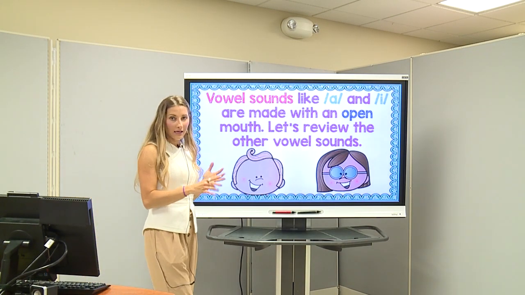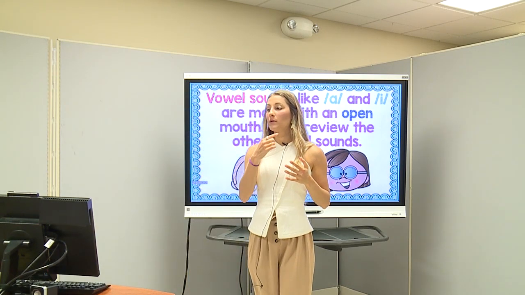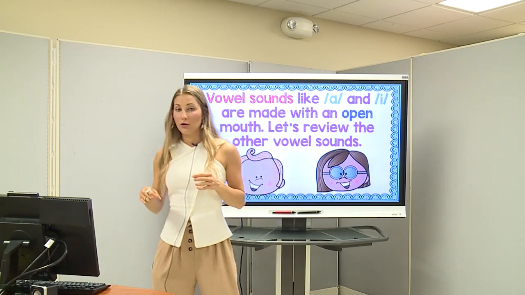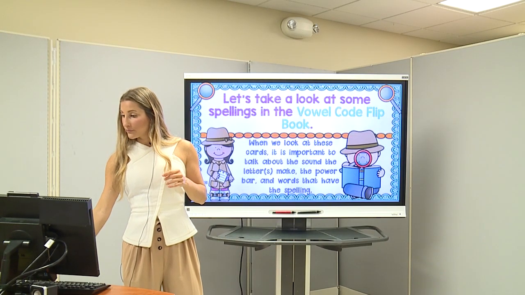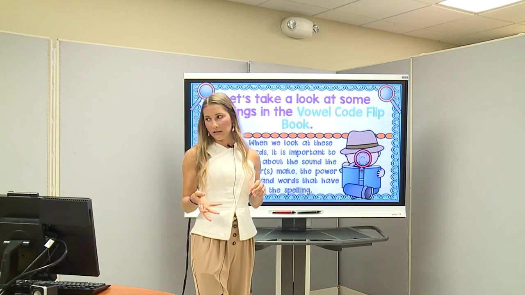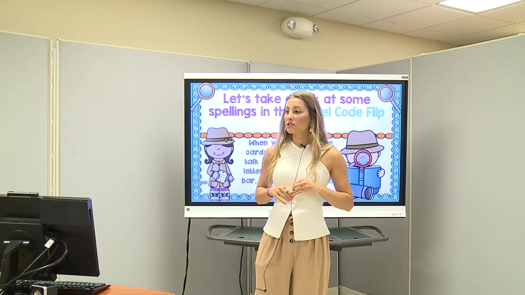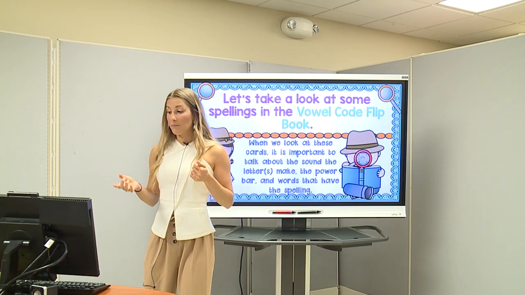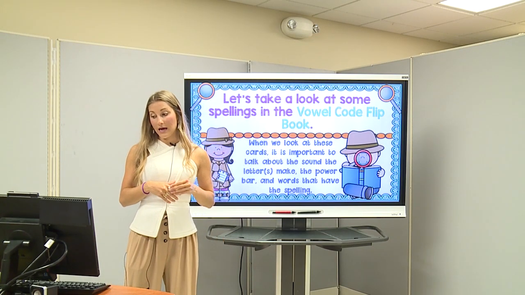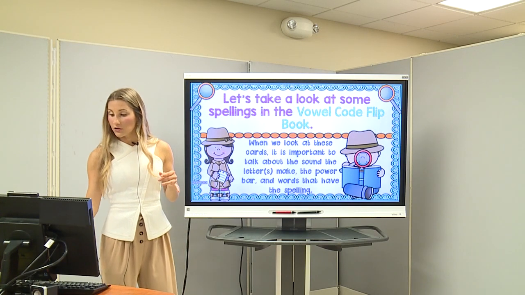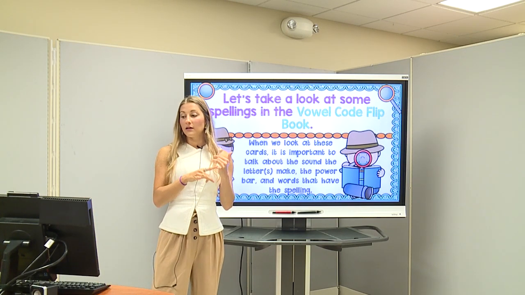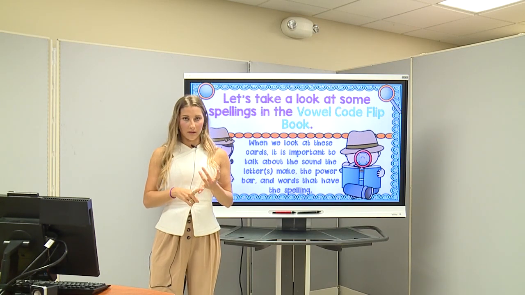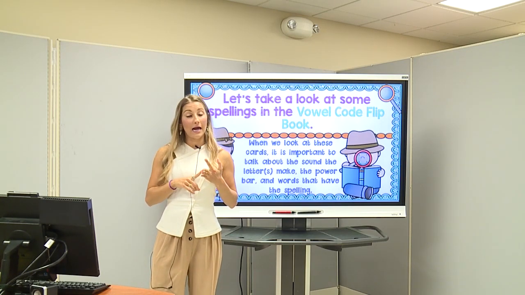Vowels like A and I are made with an open mouth. Just like I said, if you look in a mirror, your mouth is fully open. So let's take a look at some spellings in the vowel code flipbook. When we look at these cards, it's important to talk about three things: the letters, the sound that the letters make, the power bar, so how commonly and often it is used, and the words that have that spelling.